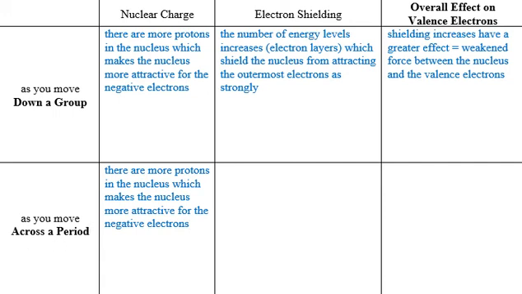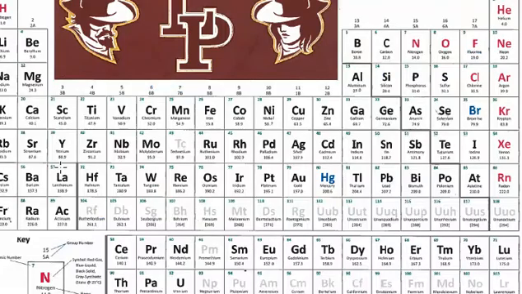If you want to add that for yourself, you can. In English, that's what it always means, but we'll go ahead and write that there. Left to right, there are more protons in the nucleus, meaning the nucleus is more attractive for the negative electrons. But now let's look at that in terms of shielding.